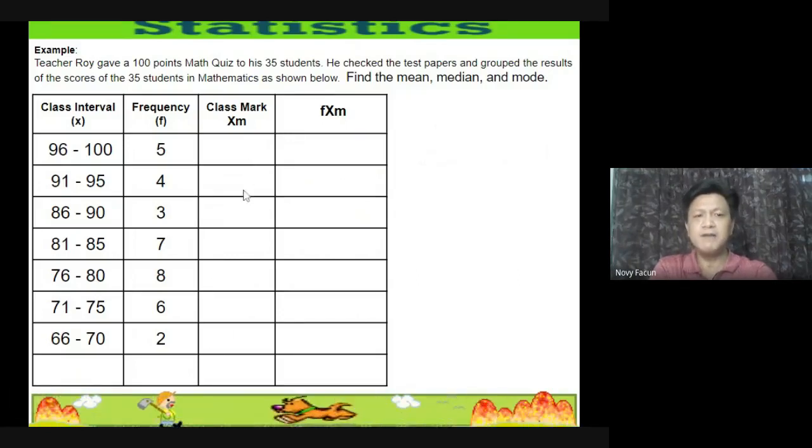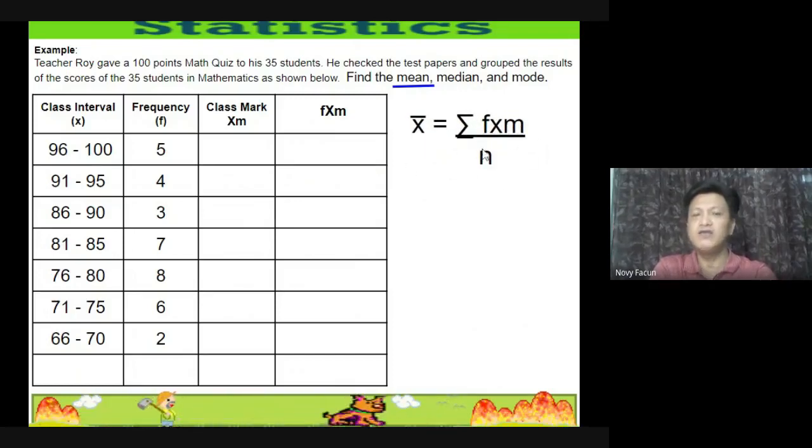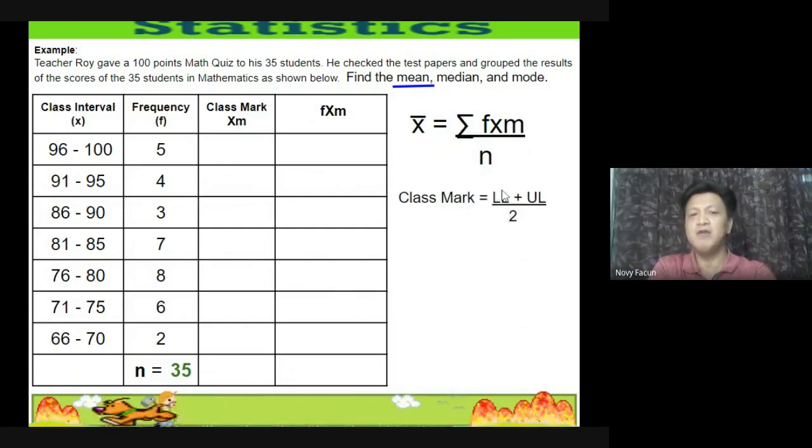So, first, hanapin muna natin yung ating mean. Take note, yung ating formula, kailangan mahanap natin yung parts dyan. So, first, hanapin natin yung n. Ang n natin dyan is the total frequency. Just simply add lang natin 5 plus 4 plus 3 plus 7 plus 8 plus 6 plus 2. N is equal to 35. Ito yung total frequency natin. Nasa problem, di ba? Yung 35 students, yun yung nag-take ng test. Kaya 35 yung total frequency natin. And then, we can now get the class mark. Pag sinabing class mark, this is simply the sum of the lower limit and the upper limit divided by 2.